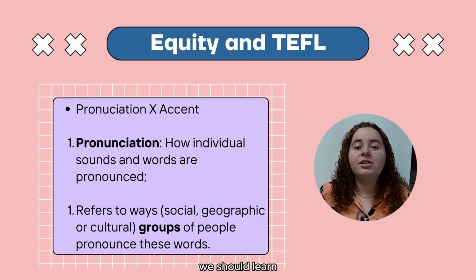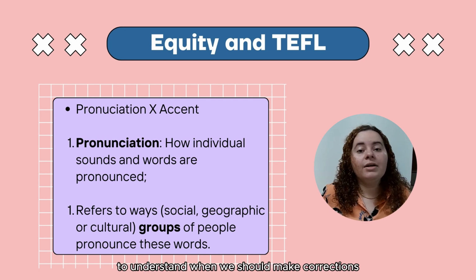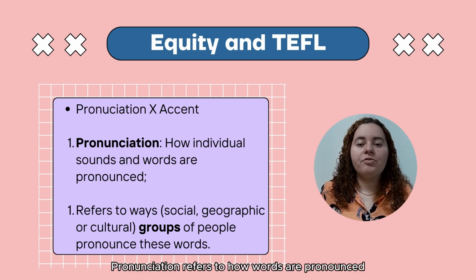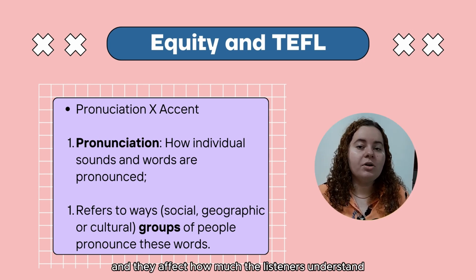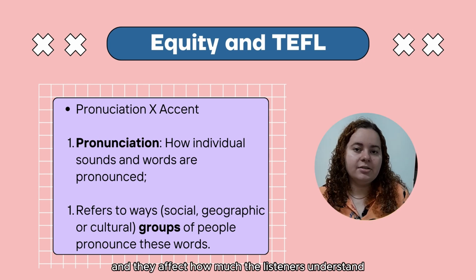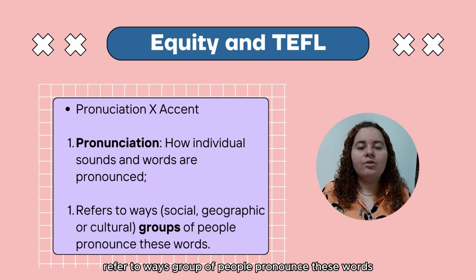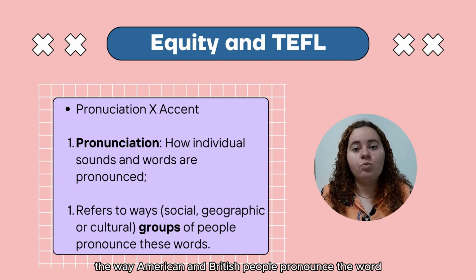Secondly, we should learn the difference between pronunciation and accent to understand when we should make corrections related to our students' speaking. Pronunciation refers to how words are pronounced, and it affects how much the listeners understand. Accents, on the other hand, refer to the ways groups of people pronounce these words. For example, the way American and British people pronounce the word "water".